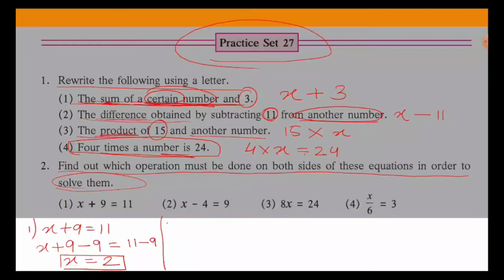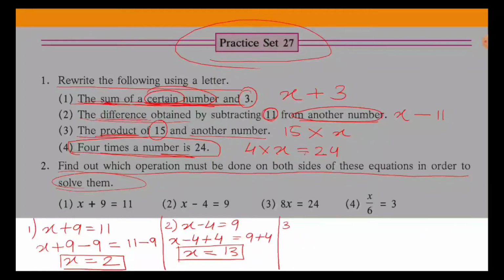Now if you see over here, x minus 4 is equal to 9 is given. We have to just watch that the number with x is -4. Okay, so if it is -4 over here, we will be adding 4 on both sides. If it is -4, we will be adding 4. If it is +4, we will be subtracting 4, right? So -4 plus 4 will become 0, and 9 plus 4 will become 13. Okay, so x is equal to 13.